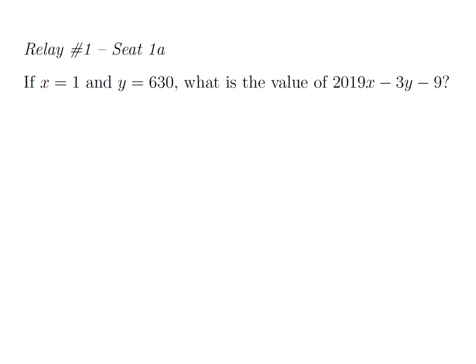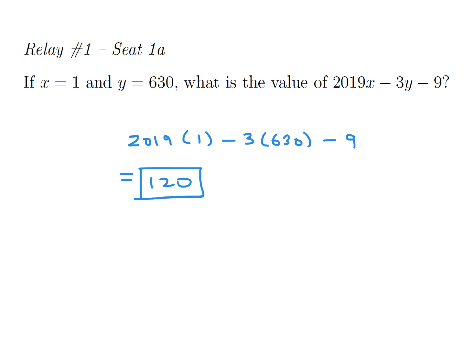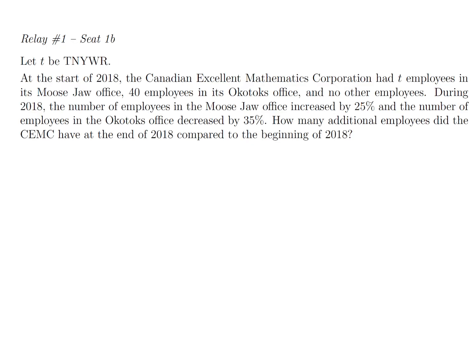If x equals 1 and y is 630, what is the value of 2019x minus 3y minus 9? 2019x, x is 1, y is 630, and minus 9. And when you do this math, you get 120. T is going to be 120, the answer to the previous question.